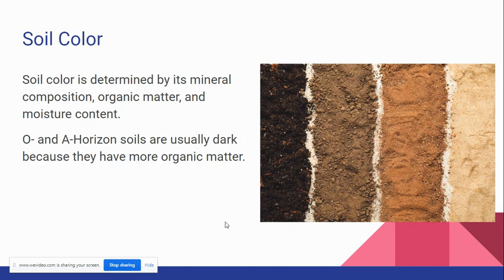Soil color is determined by its mineral composition, amount of organic matter, and moisture content. O and A horizon soils are usually dark because they have more organic matter.